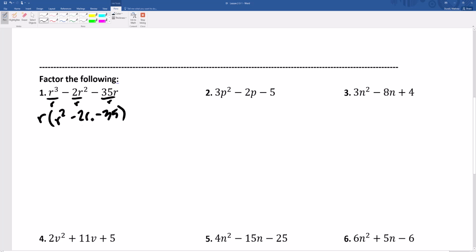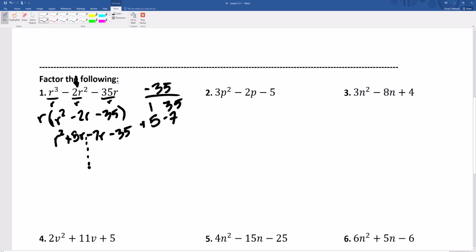Now, to factor this, we do a times c, so 1 times negative 35. And I need to list the factors that are going to add to this minus 2. So 1 and 35, no. 2, no. 3, no. 4, no. 5 and 7. So to get negative 2, it's going to be positive 5 and negative 7. So you break apart that minus 2r into 5 and negative 7. r squared plus 5r minus 7r minus 35.